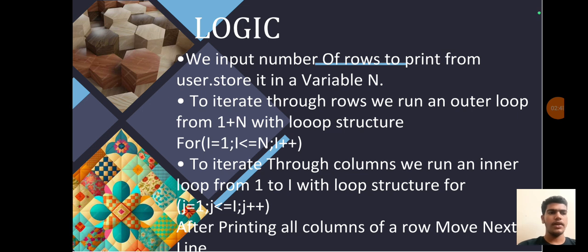So logic. We input the number of rows to print from the user and store it in a variable n. To iterate through rows, we run an outer loop from 1 to n with loop structure: for i equals 1, i is lesser than or equals to n, i increments. To iterate through columns, we run an inner loop from 1 to i with loop structure: for j equals 1, j is less than or equals to i, and j increments. After printing all columns of a row, move to the next line.